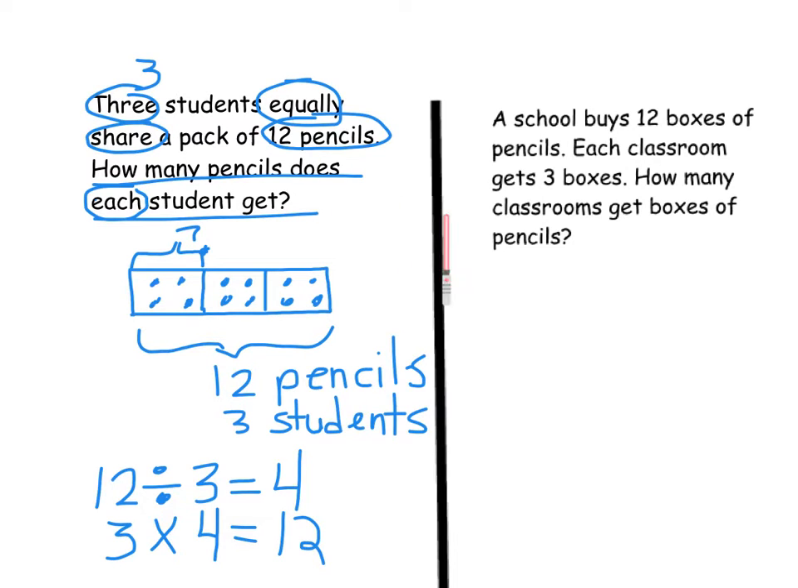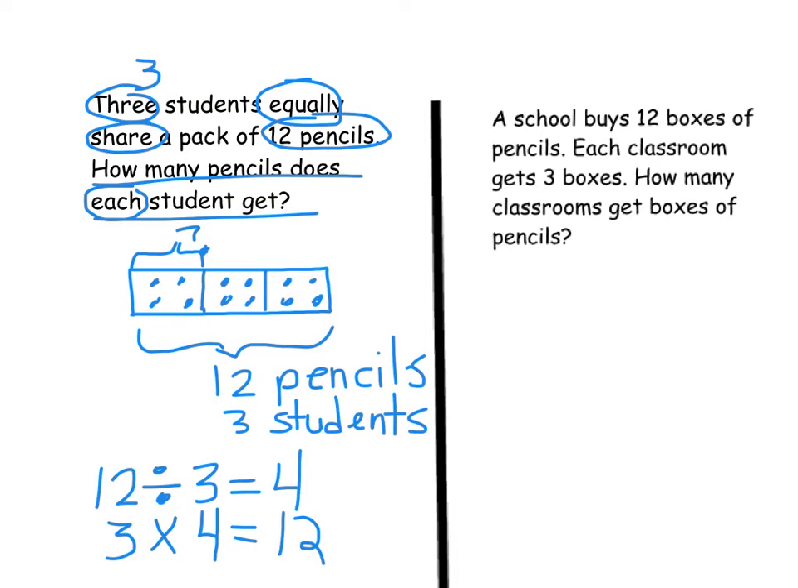Let's go ahead and take a look at the second problem to see how they are similar and how they are different. This problem reads, a school buys 12 boxes of pencils. Each classroom gets 3 boxes. How many classrooms get boxes of pencils?